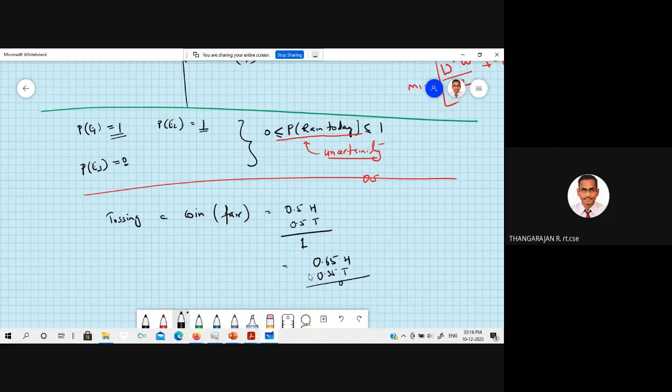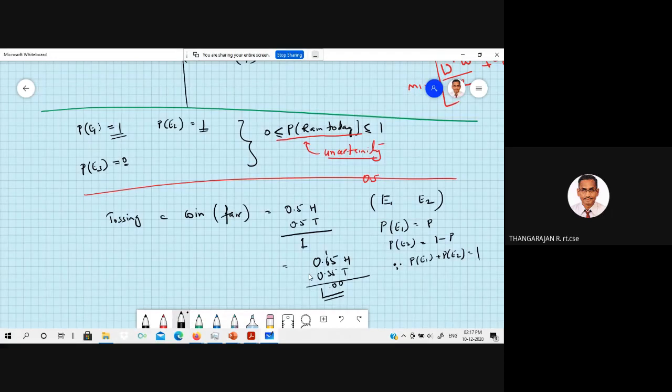You get 1. So if there are two events, E1 and E2, in a particular problem, and the probability of E1 is equal to P, then the probability of E2 will be 1 minus P, since the probability of E1 plus the probability of E2 will be 1.